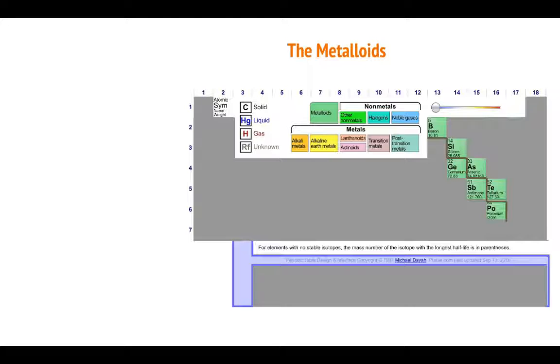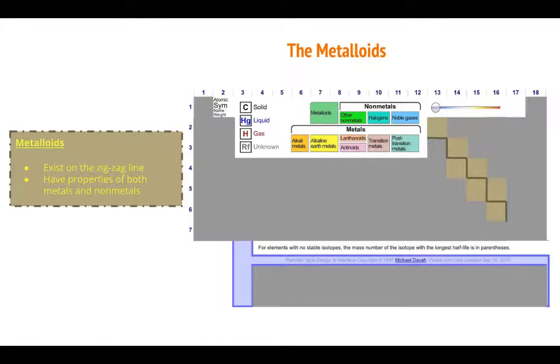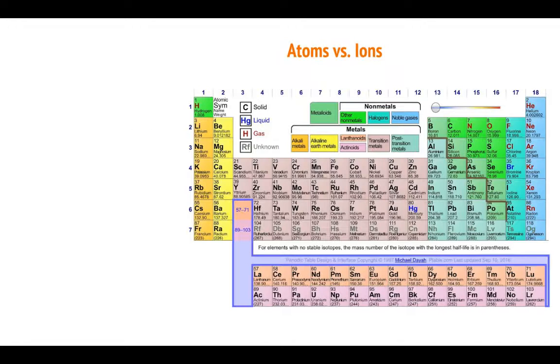And then we have the metalloids, which are found right on the zigzag line. They have properties of both metals and nonmetals and do a lot of weird chemistry things, but we're not going to go too deep into those. It's just important to know that they're between the metals and the nonmetals, both in their properties and in their location on the periodic table.